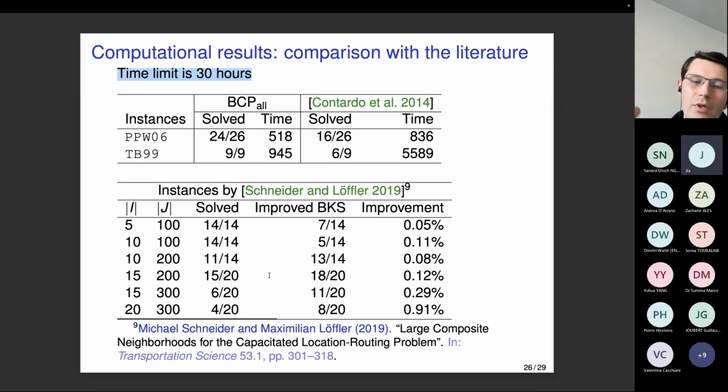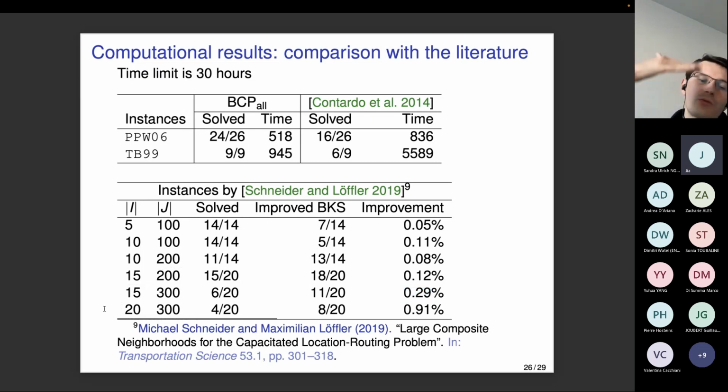But what we can do, we can take the best heuristic and estimate whether this heuristic is good or not. And if you take this best heuristic in the literature, you can see that for the instances with up to this size, up to 15 depots and 300 clients, the improvement we get is quite low. So 0.2%. So it means that up to this size, the heuristics are extremely good.